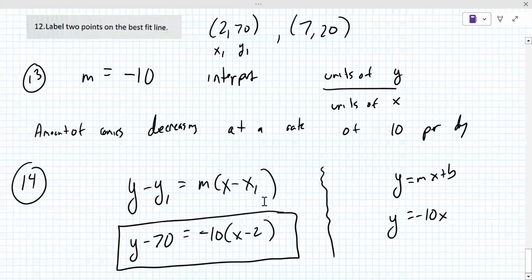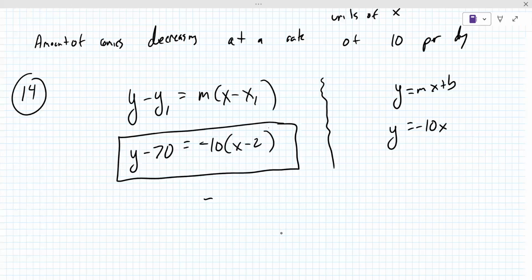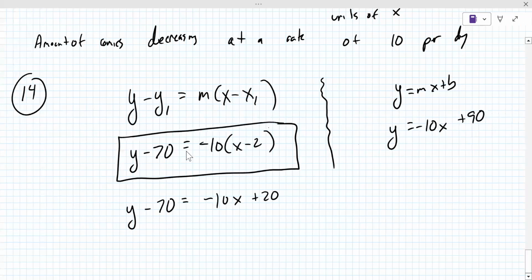When you distribute the negative 10, it becomes plus 20. You have to distribute that negative 10 to both. Right. Okay, so this is really plus 90. Yeah. It also needs to look like the graph.